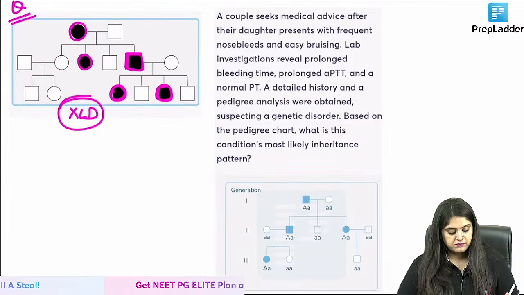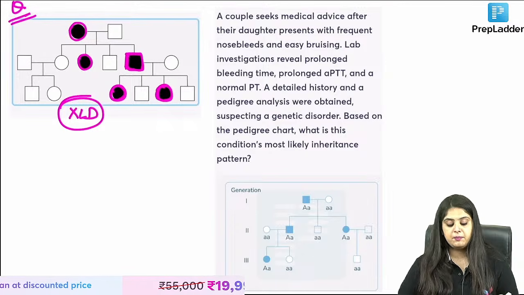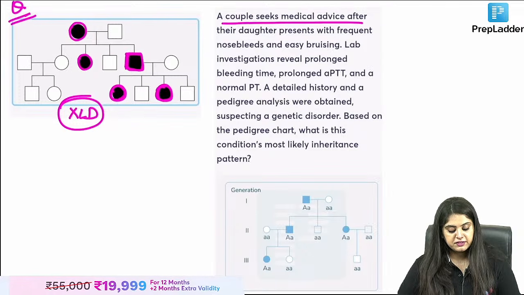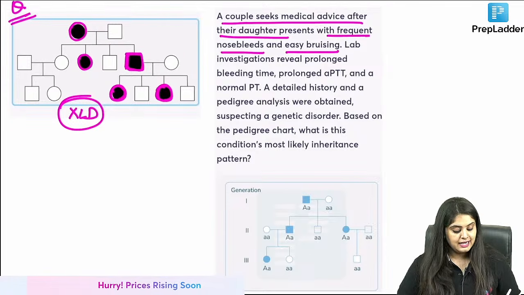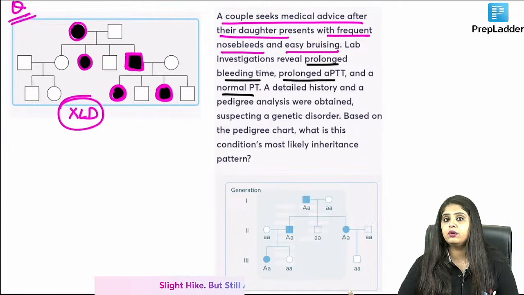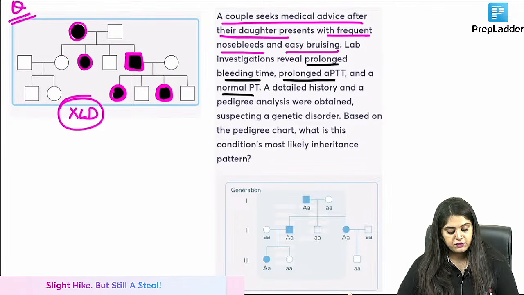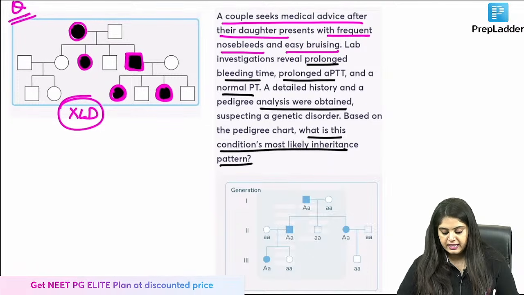This is what we have. There is a couple who seeks medical advice after their daughter presents with frequent nosebleeds and easy bruising. Lab investigations reveal prolonged bleeding time, prolonged APTT, and a normal PT. Detailed history of the pedigree analysis has been shown. Based on this, what is the likely inheritance pattern?